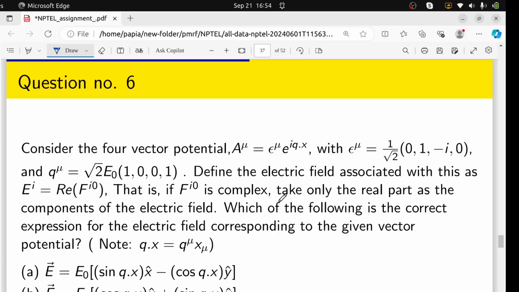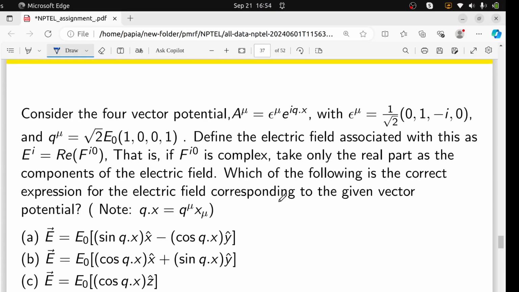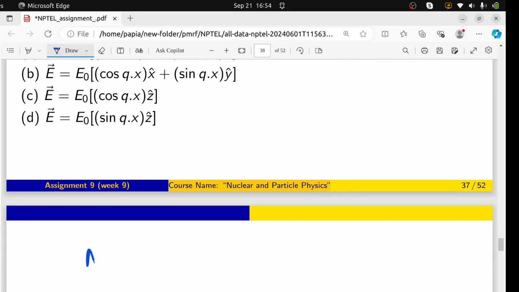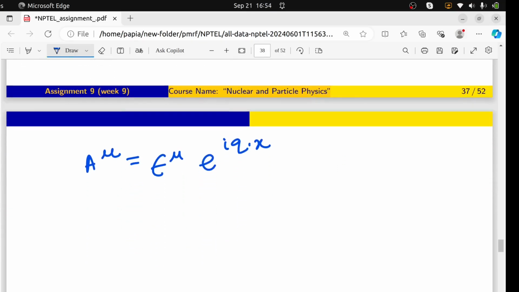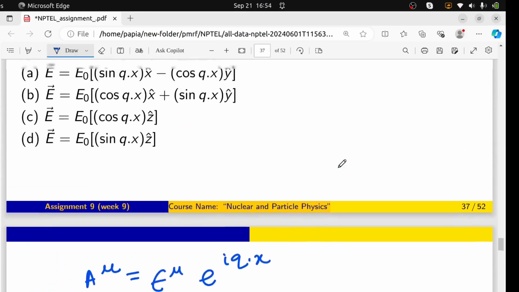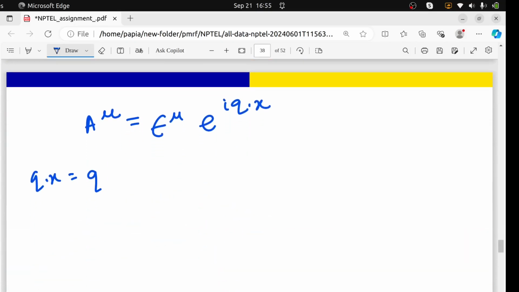That means they are asking that q dot x is the 4-momentum dot product. So whatever is given in that question, we will just quickly write. A mu is given as epsilon mu e to the power i q dot x. As they have already mentioned, q dot x means this is a 4-momentum dot product, so q mu x mu. So I can write it like i q mu x mu.